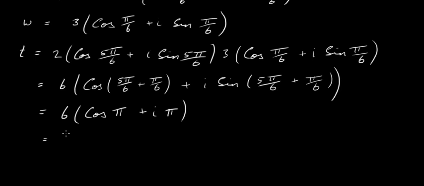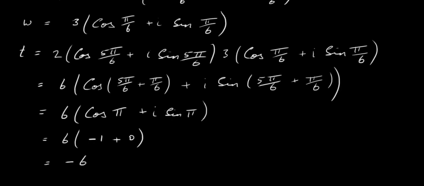Okay, so now we just simplify this, so we've got the cos of pi. The cos of pi is minus 1, and this should be plus i sine pi. So here we have the sine of pi. The sine of pi is just 0. So when you multiply this out here, you'll just end up with minus 6. And that's about as simple as you can get it. We were told to write it in its simplest form. So that's it. That's the answer.